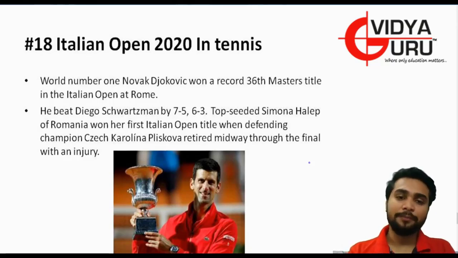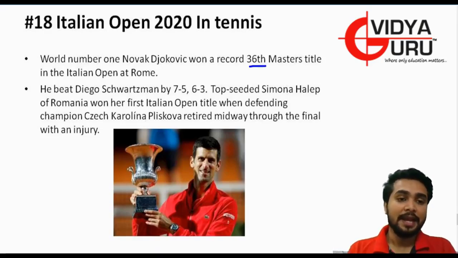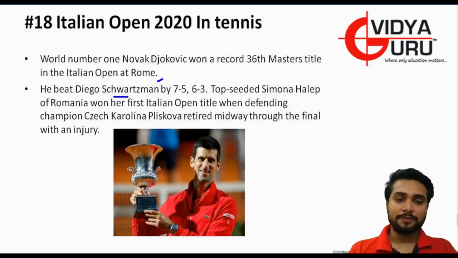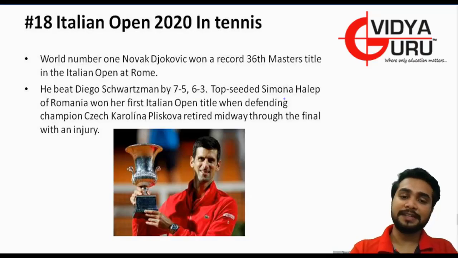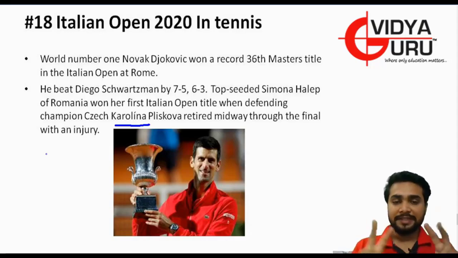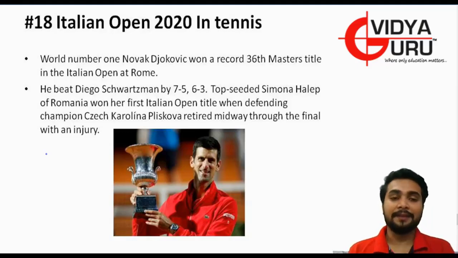Italian Open is won by Novak Djokovic, and he has won his 36th Masters title, which was held at Rome. He beat Diego Schwartzman by 7-5, 6-3 in direct sets. Top seeded Simona Halep of Romania won her first Italian Open title when defending champion Karolina Pliskova retired midway through the final with an injury. So these two names are important for you. First, Novak Djokovic, who has won his 36th Masters title and won Italian Open 2020. And Simona Halep from Romania.